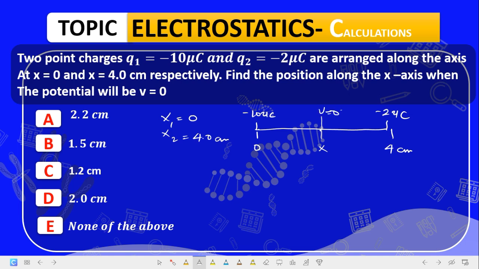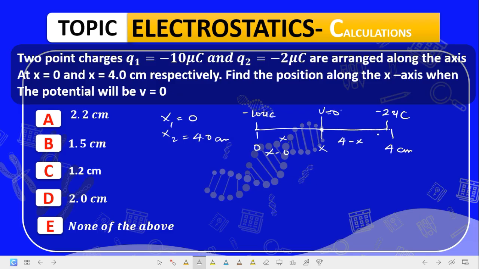Now, how do we calculate the distances from these charges to that position? You agree with me that from 0 to x is x, because x minus 0 is x. So for the 10 microcoulomb charge, the distance from its place to the point where the potential will be 0 will be x. Now how about this one? What will be the distance from this point to the point where the potential will be 0? It will be 4 minus x. That is the distance between here and here.